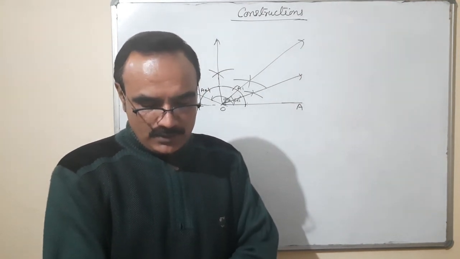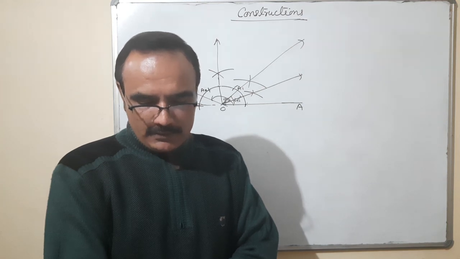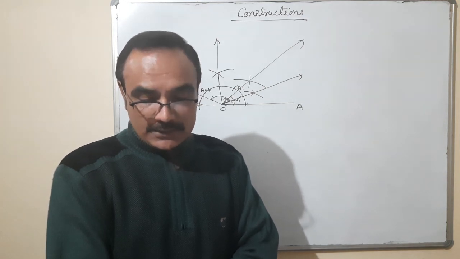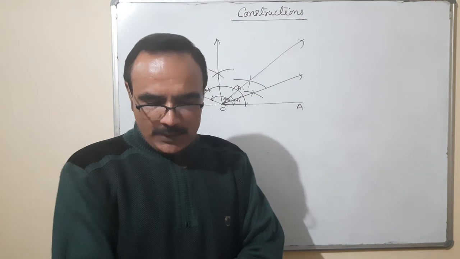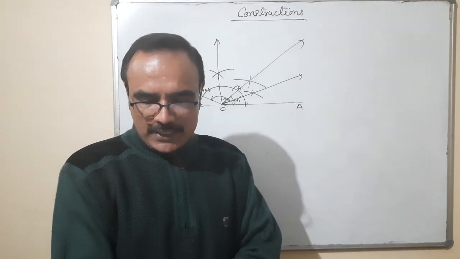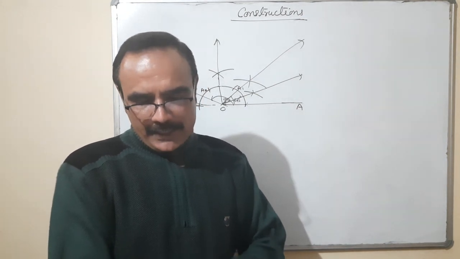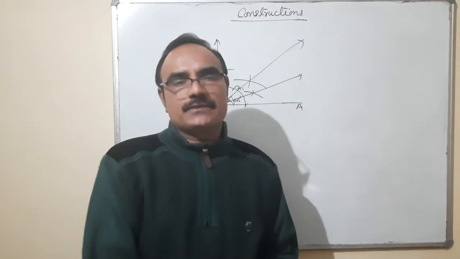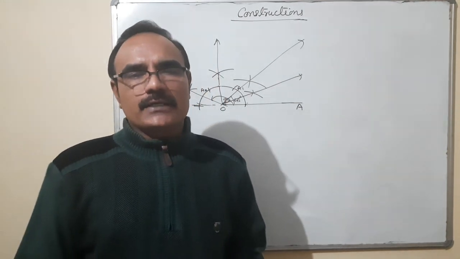Exercise 11.2. Construct an equilateral triangle. By the way, the last question is of exercise 11.1: construct an equilateral triangle given its side and justify the construction. If you are going to draw an equilateral triangle, what should be done?